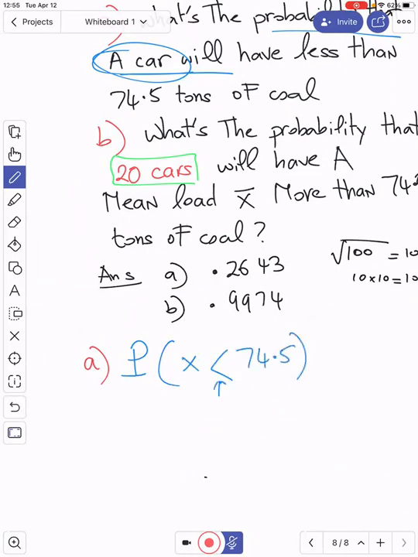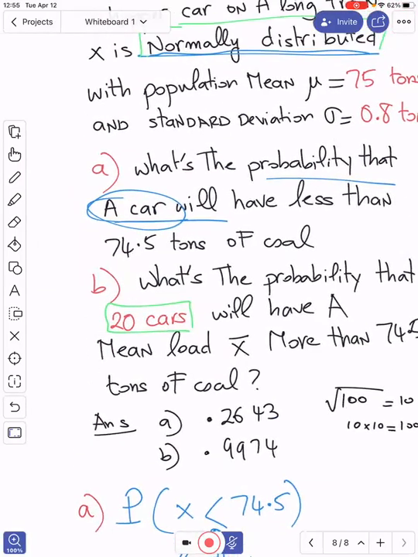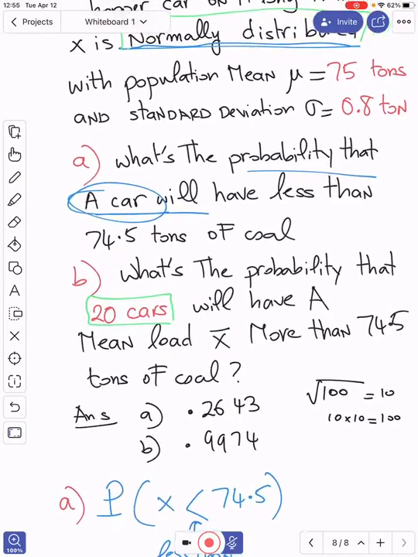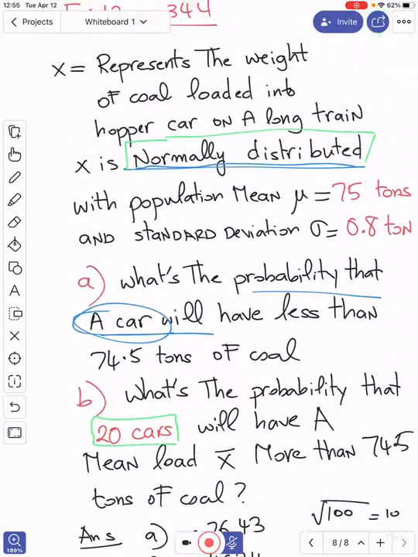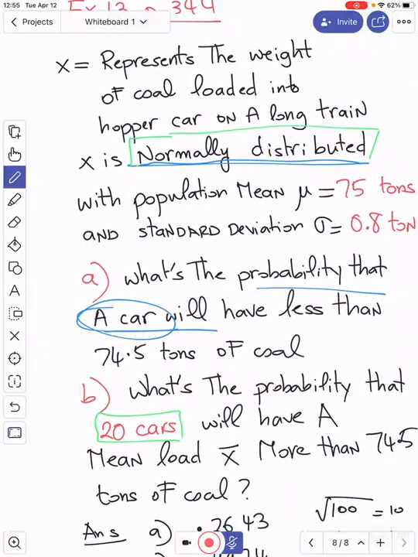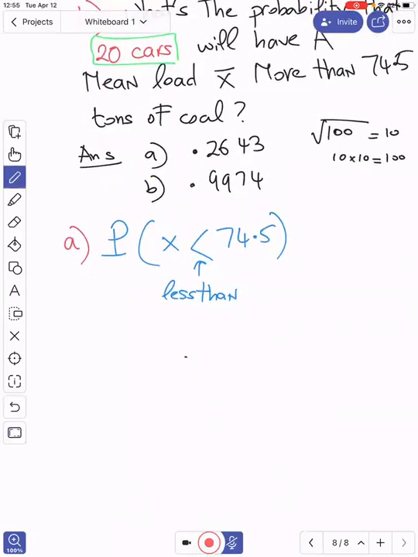Again, it's X, not X bar, because here it's about just a single car. We don't have a sample here. X represents the weight of coal loaded into a hopper car. So we need to find the probability that X is less than 74.5.